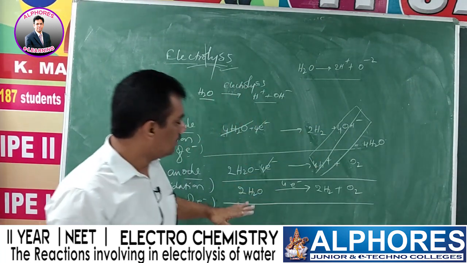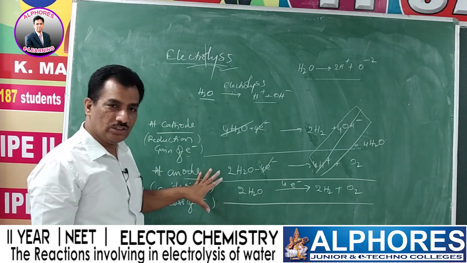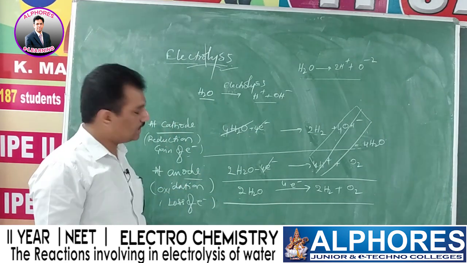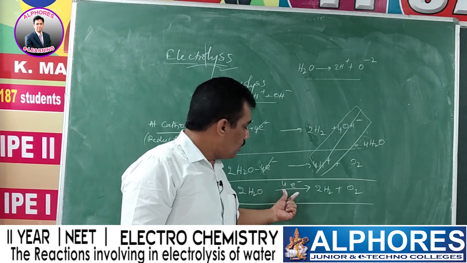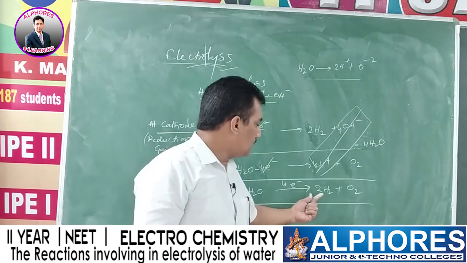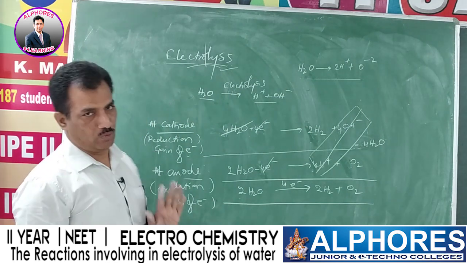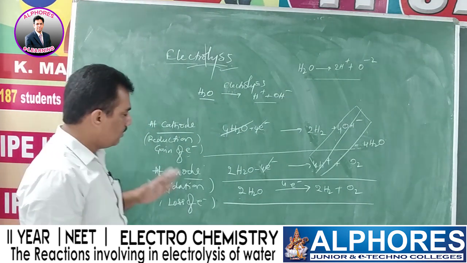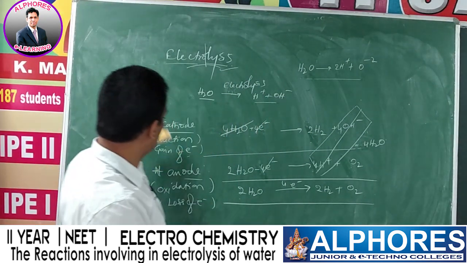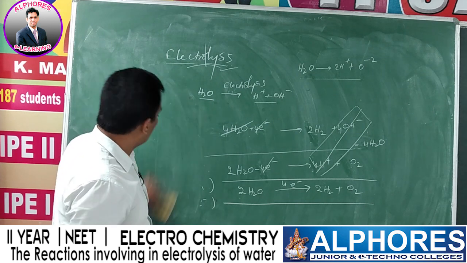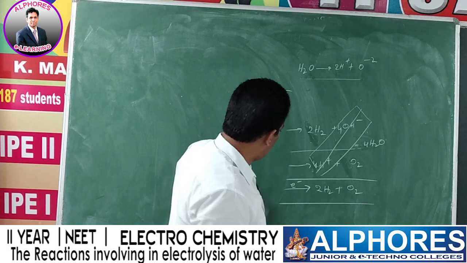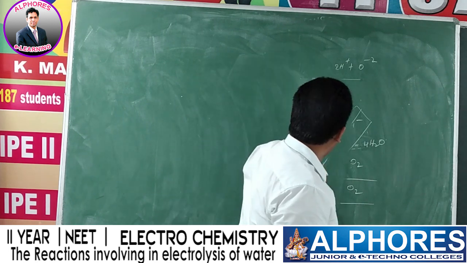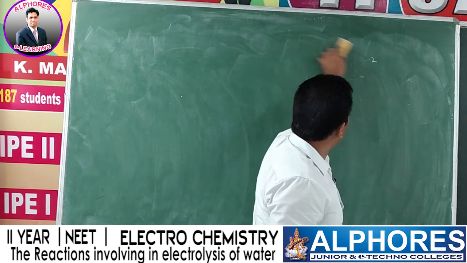Here, in the total reactions, what we can conclude is nothing but 2 moles of water by 4 moles of electrons will split into H2 and O2. Clear? And now let us enter into the numerical part related to this electrolysis of water, which is very interesting and very important for the competitive examinations.